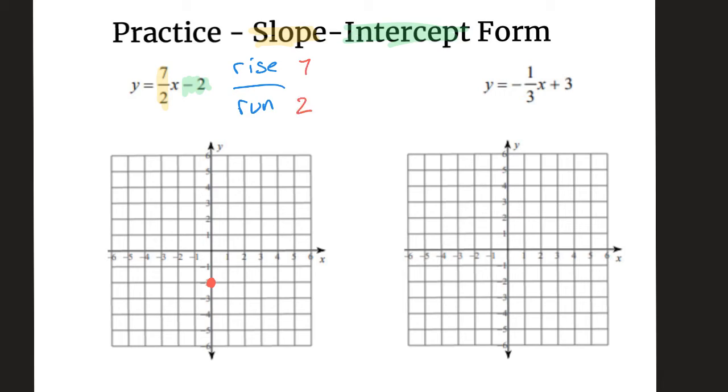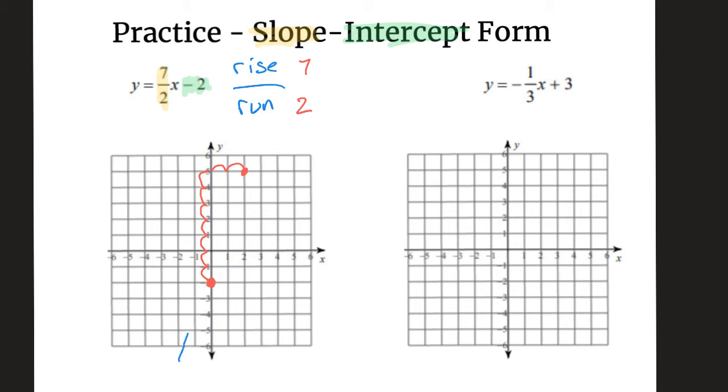So we're going to rise 7, 1, 2, 3, 4, 5, 6, 7, and then we're going to run 2, 1, 2, and then plot our points. Now you don't have to do those humps like I just did, you can just count, but I was doing the humps just so that you can see, because you can't actually see what I'm doing unless I write it on the screen for you. So now we're set to go. We can graph our line.